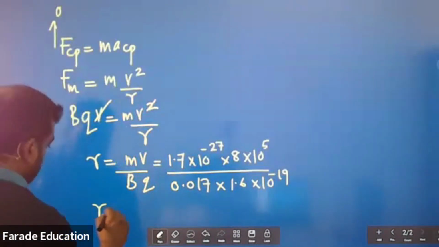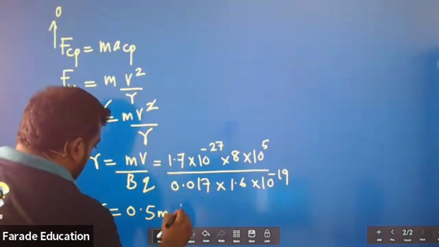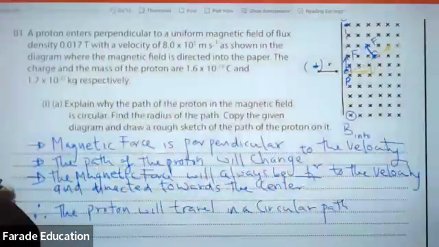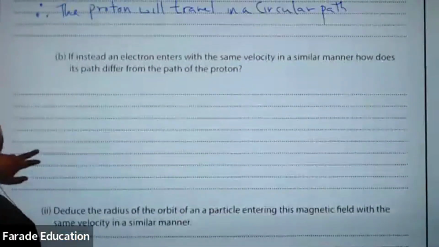The radius is given by the relationship, 0.5 meters. There you go. Now look at this, the second part.